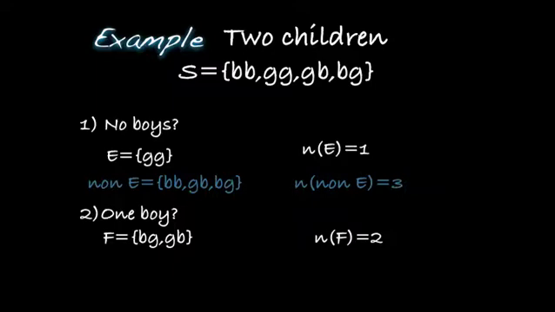If you consider the event of having 1 boy, notice F is labeled BG and GB. Those are the only outcomes that correspond to having 1 boy. The complement of F is BB and GG. Those outcomes are not in F, but they are still in the sample space. And since there's 2 outcomes in F, this implies that there's 2 outcomes not in F, because there's a total of 4 possible outcomes in the sample space.